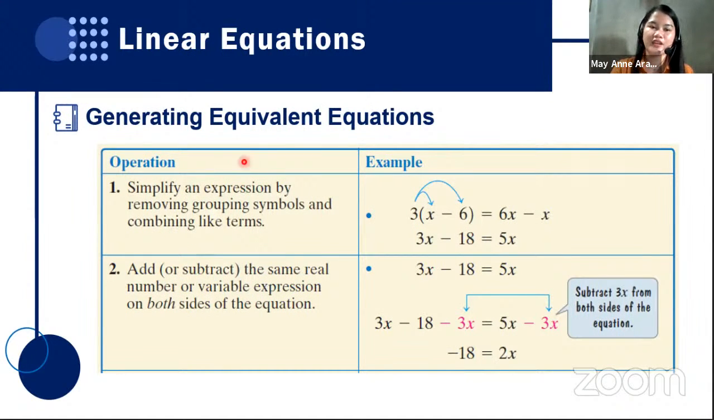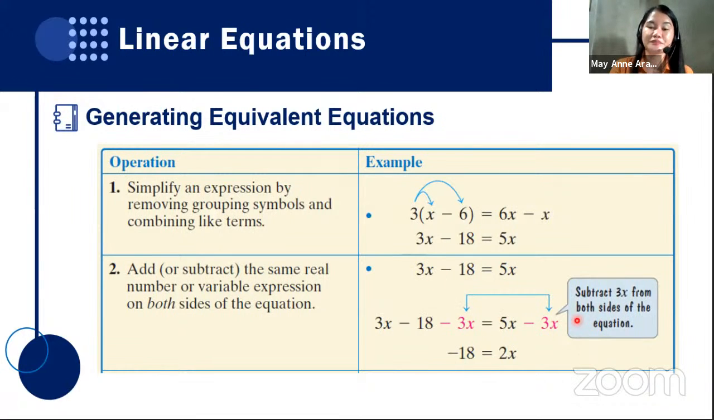So, to simplify an expression, we can remove the grouping symbols by combining like terms. So, first let us have the distribution. You have 3 times x is 3x, 3 times negative 6 is negative 18. So just simplify this. So I combine the like terms. You have 6x minus x, 5x. Next, the addition property of equality, we can subtract 3x from both sides.